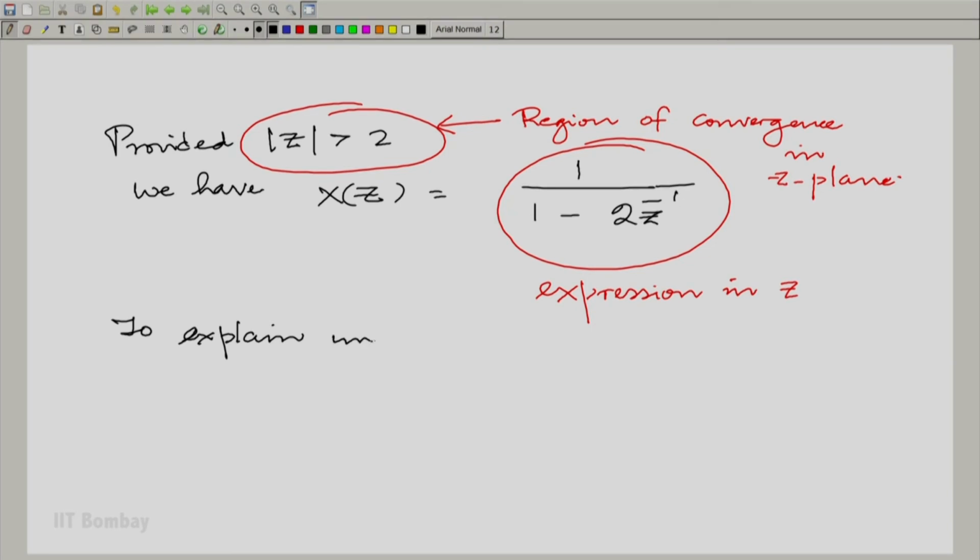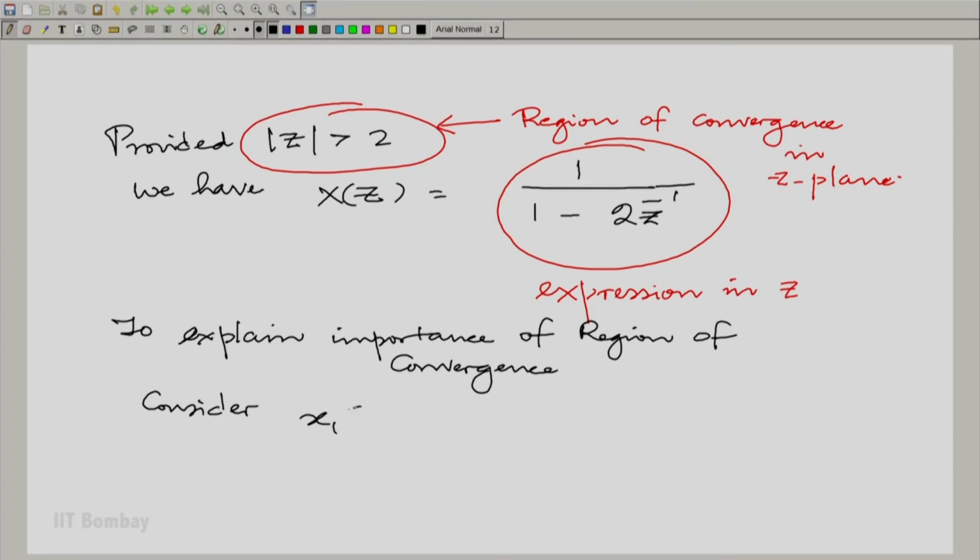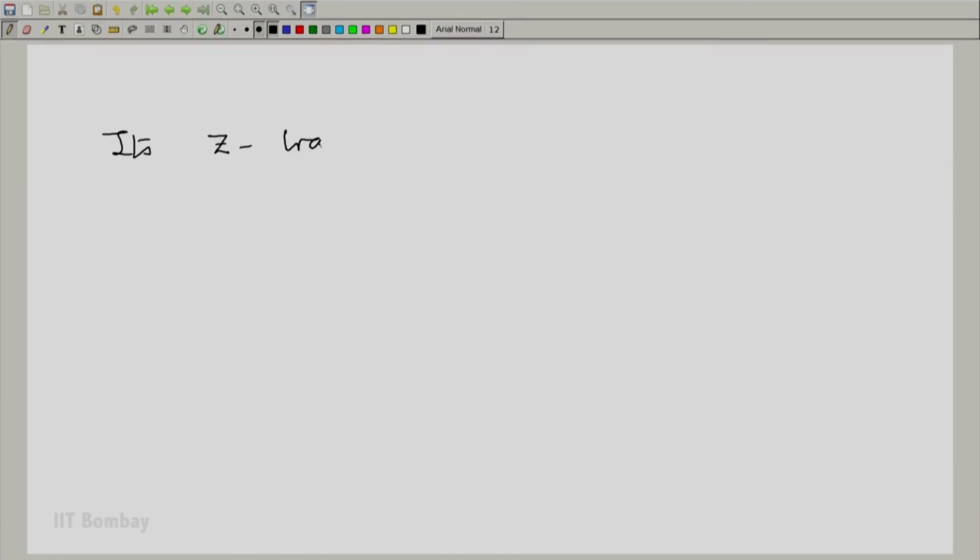So, to explain the importance of the region of convergence, let us consider another sequence. Let us call it x1n, which is minus 2 raised to the power of n for n less than or equal to minus 1, and 0 else. So, it is complementary in some sense. It begins at minus 1 and goes backwards, and it has the value minus 2 raised to the power of n. So, the same exponential sequence, but now it goes backwards starting at minus 1. Let us consider its Z transform.